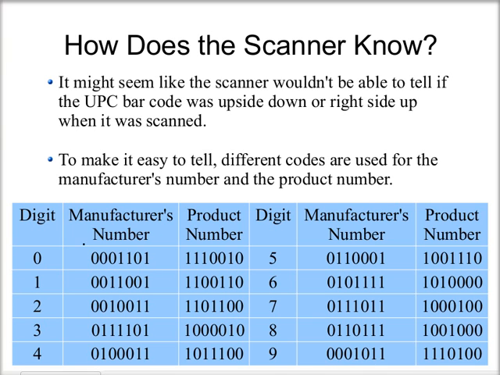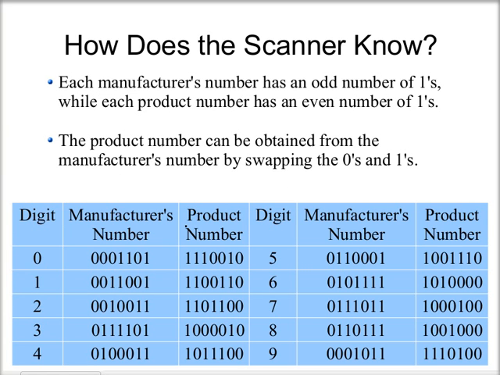So here I've got a chart. You can see that each digit has a different binary code for the manufacturer's number and for the product number. And there are some patterns to these binary codes. Each manufacturer's number has an odd number of 1s, while each product number has an even number of 1s. Also, the product number can be obtained from the manufacturer's number by swapping the zeros and the ones.